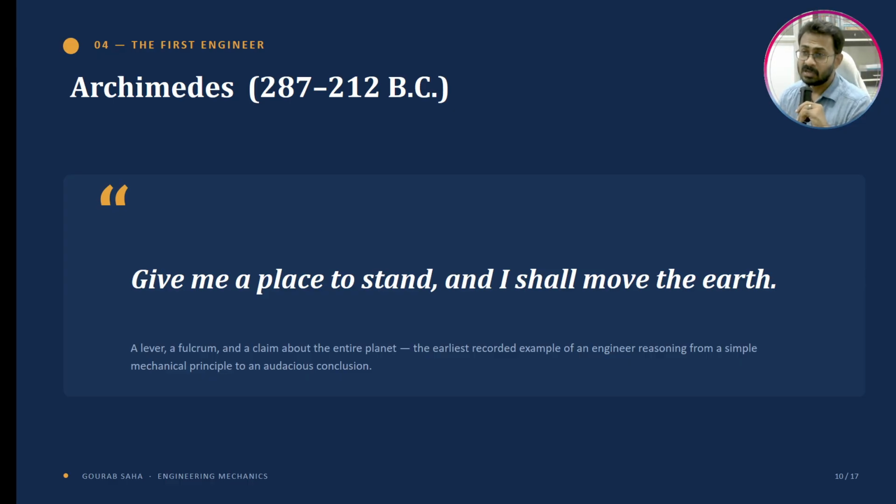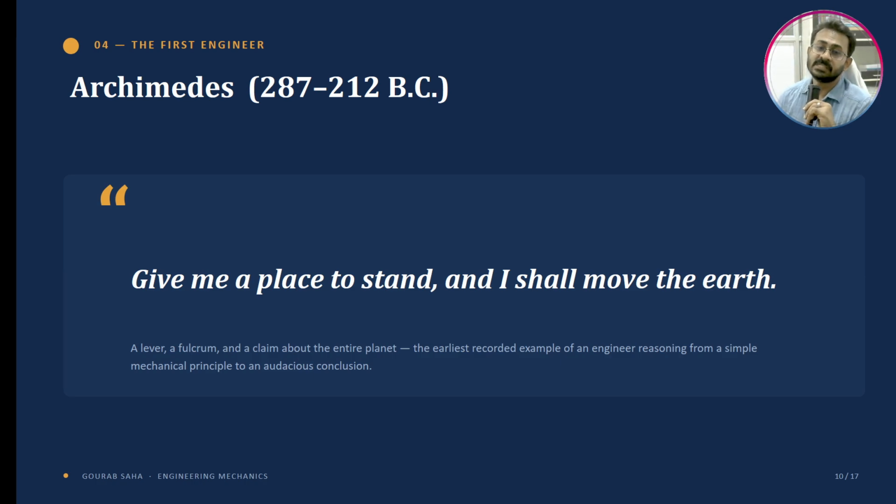You have understood about the lever, how first class lever, second class, different classes of lever work, right? He's actually talking about, if you have a lever and if you have a fulcrum, probably you can lift a great deal of weight.